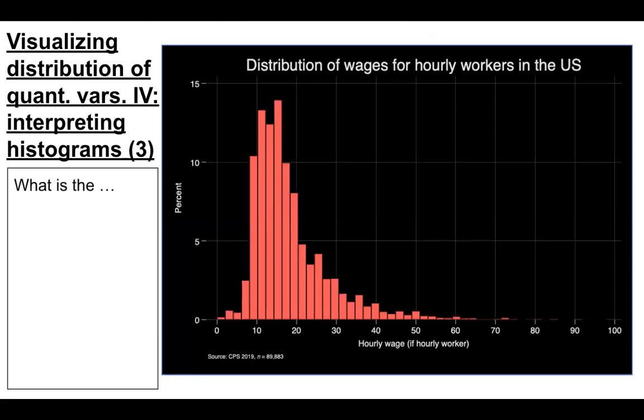Let's go ahead and try to interpret this histogram. So what's the center of our data here? Well, we can see here that the modes would appear to be these values here. This is the distribution of hourly wages if someone's an hourly worker in the US from 2019, the current population survey. So the center appears around here. And we can think about it in a couple of ways. So these are the modes. Those are the most visually obvious.